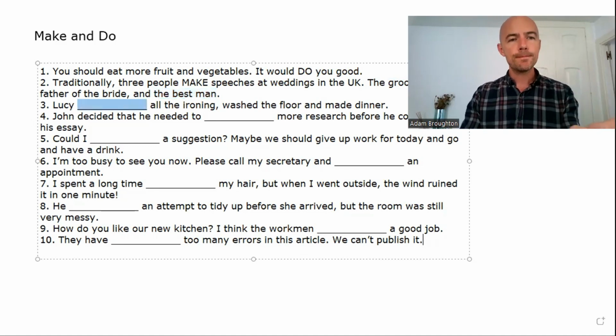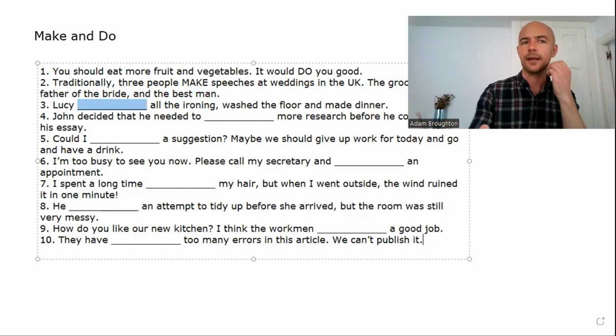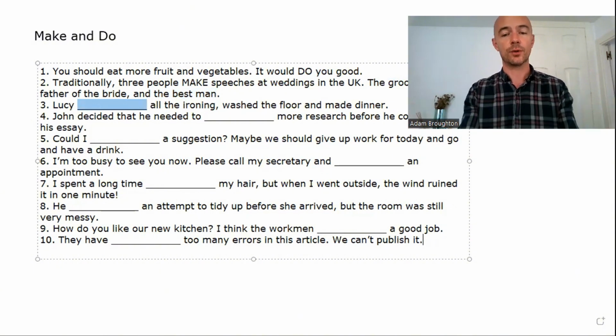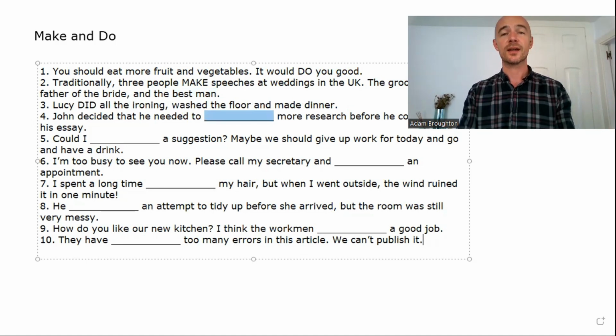Okay, Lucy did all the ironing, washed the floor, and made dinner. All right, so we've got made dinner at the end. So what are all these things? These are chores. These are tasks that you have to do in your house. So it's with the verb do, but because it's in the past, we've got did. John decided that he needed to do more research before he could write his essay.